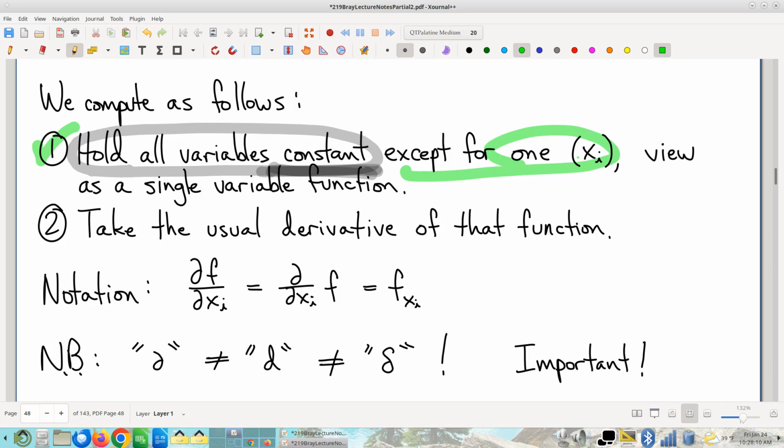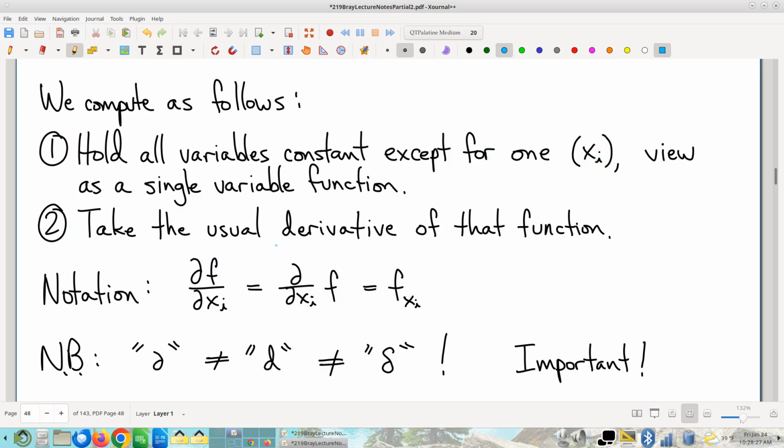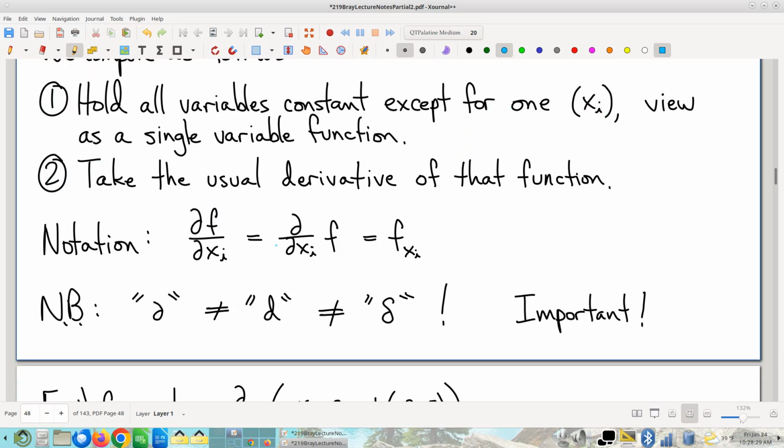So, okay. We're going to treat all these variables as constant except for one, which produces a single variable function. And then step two is take the usual derivative, just regular old, plain old derivative, Calc 1 style. Okay. Now we're going to do some examples on the next page, but first a little quick thing about notation.